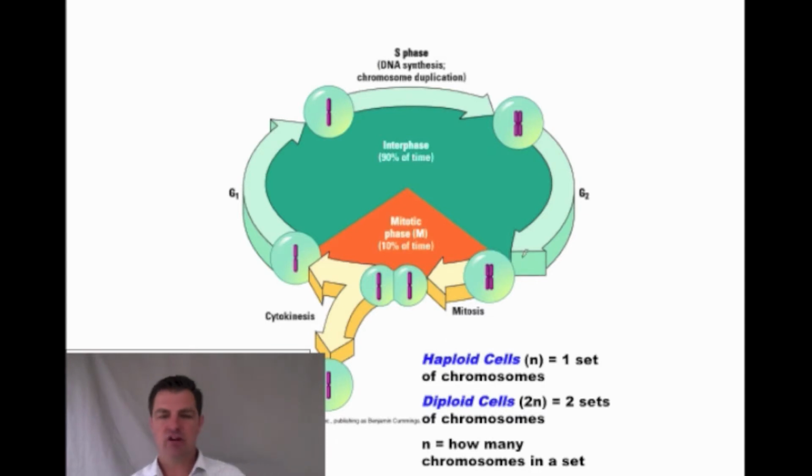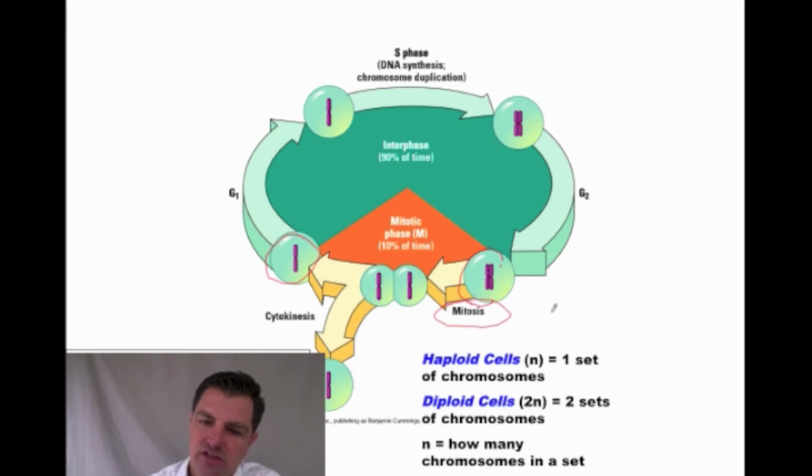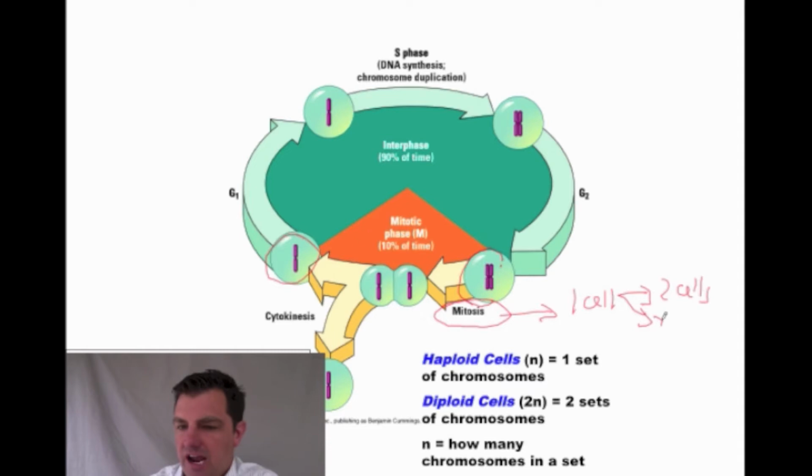Now, what we're going to do is take this cell. So we have our one cell here, and we're going to copy everything in that cell and end up getting two cells out of that. That process is called mitosis. So mitosis basically allows me to take one cell, copy everything in it, divide it up, and get two cells. And this is used primarily for growth.